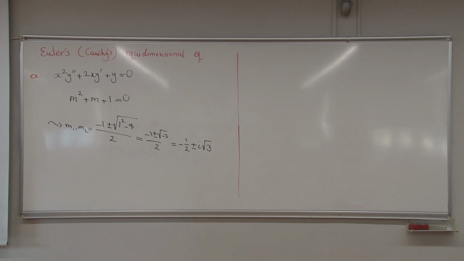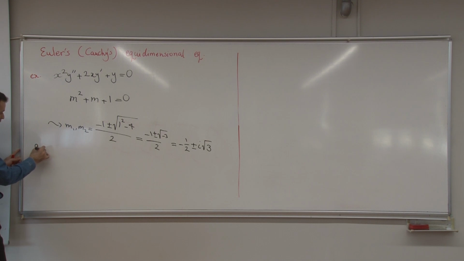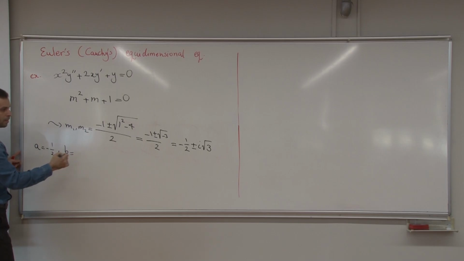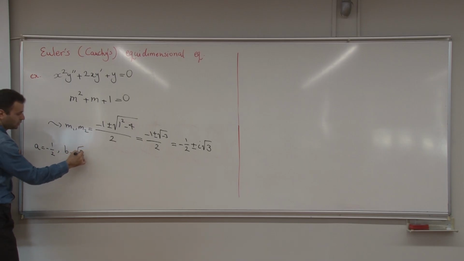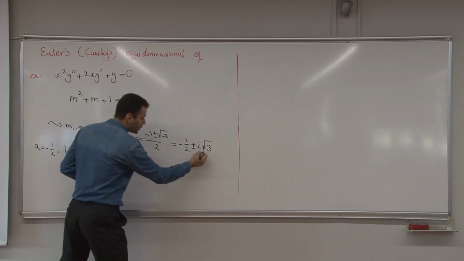Which one of the cases is this? The third case, right? So what is my a? Minus 1 divided by 2. What is my b? Square root of 3 divided by 2.